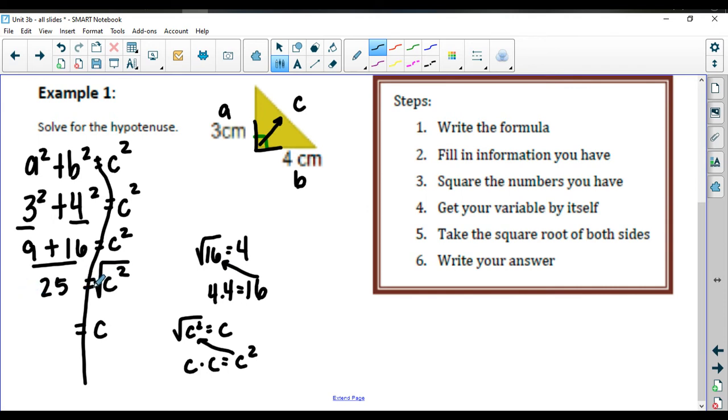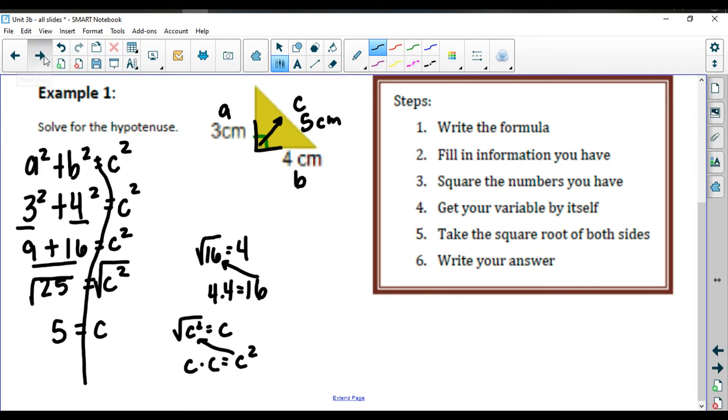So we also then, if we take the square root of one side, we have to do it to the other side. And we know the square root of 25 is 5. So that tells me up here c is 5 centimeters. So you just solved for the hypotenuse on that right triangle.